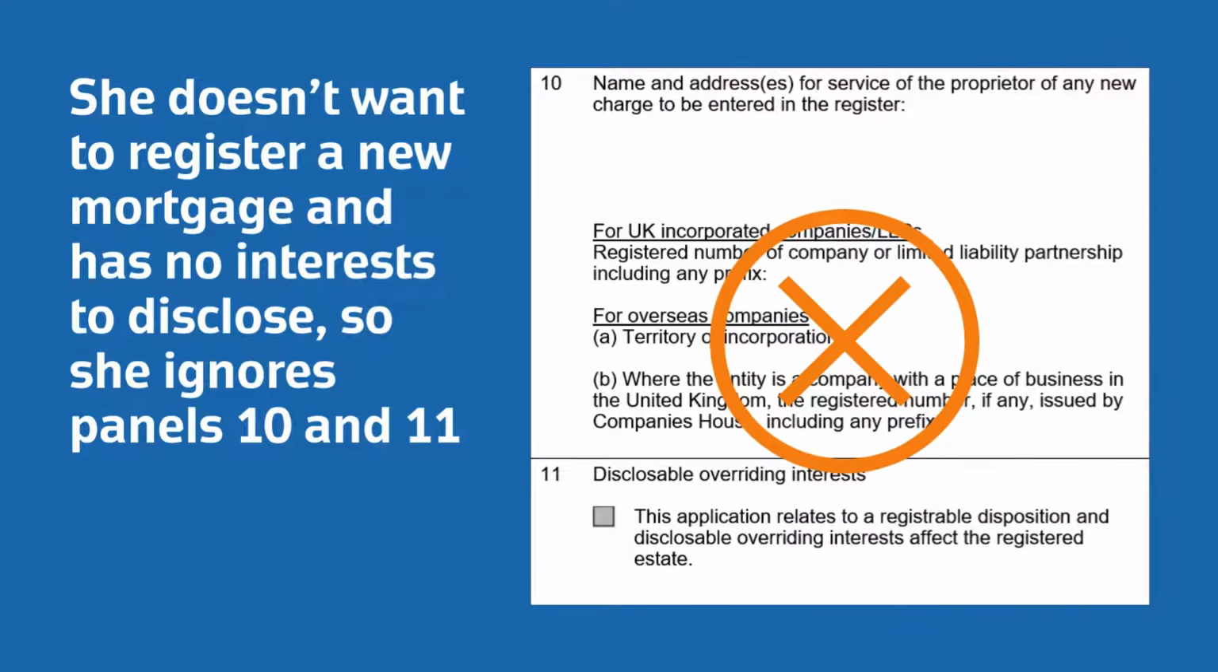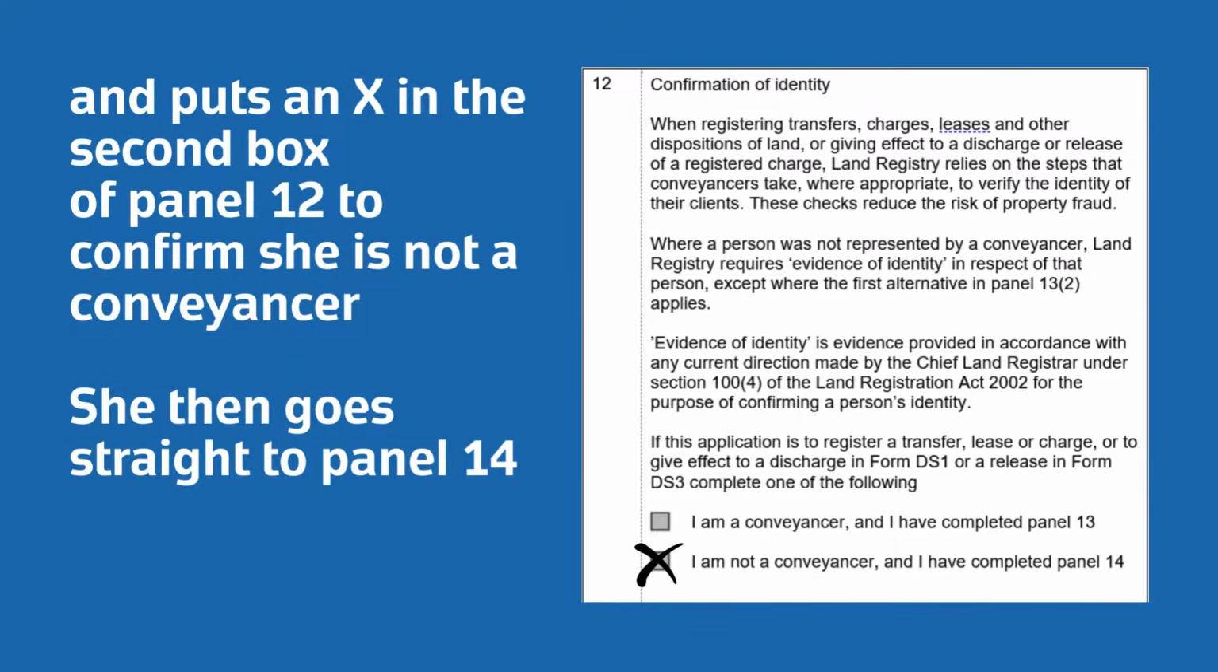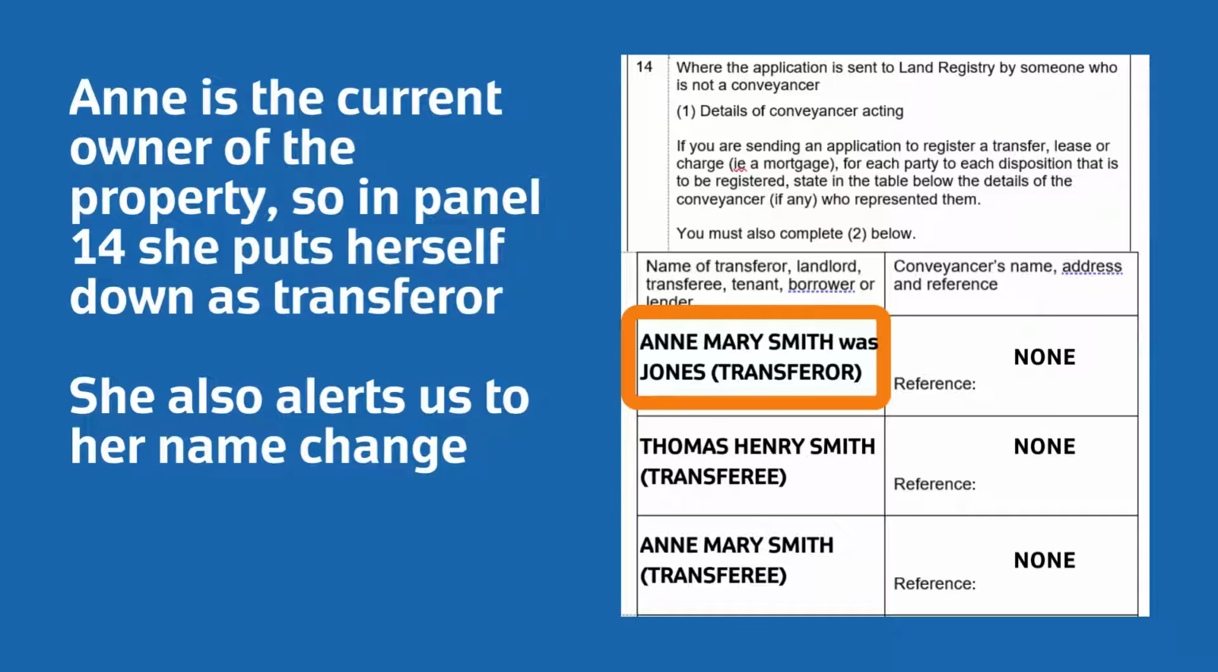Anne doesn't want to register a new mortgage and has no overriding interests to disclose, so she ignores panels 10 and 11, and puts an X in the second box of panel 12 to confirm she is not a conveyancer. Only conveyancers complete panel 13, so she then goes straight to panel 14. Anne is the current owner of the property, so in panel 14 she puts herself down as the transferor in column 1. She also alerts us to her name change.